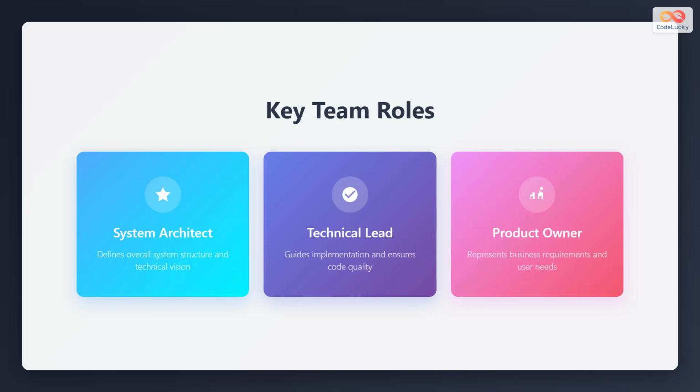Let's look at the key team roles. The system architect defines overall system structure and technical vision. The technical lead guides implementation and ensures code quality. The product owner represents business requirements and user needs.